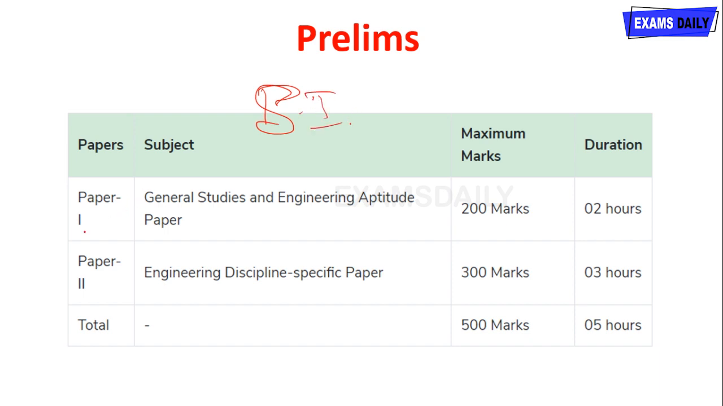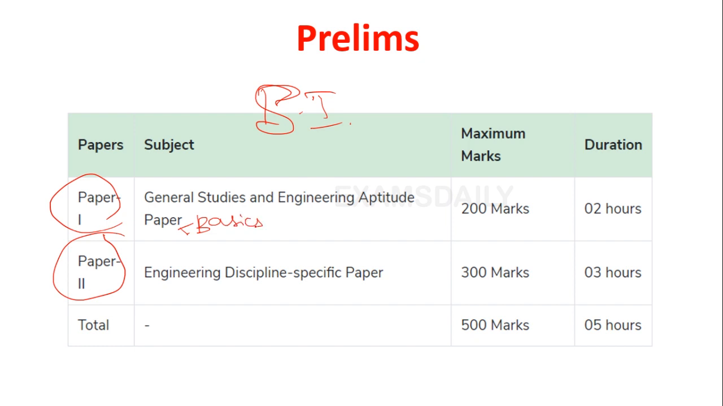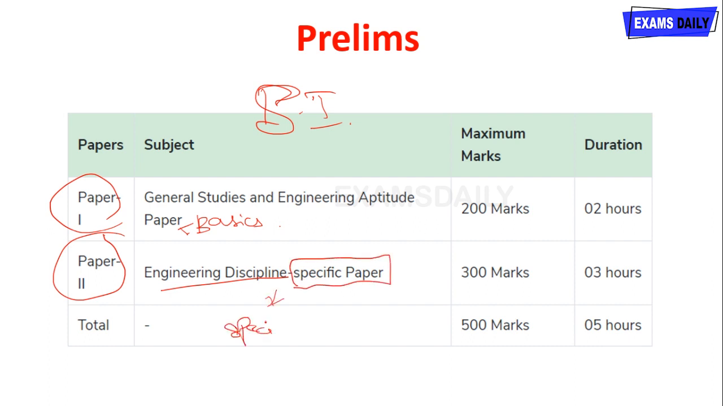It comprises 2 papers, paper 1 and paper 2. For paper 1, the subject is General Studies and Engineering Aptitude, which covers the basics about engineering. For paper 2, Engineering Discipline, it is your specific paper. It belongs to your specific stream, so your stream subject questions will be asked in paper 2.